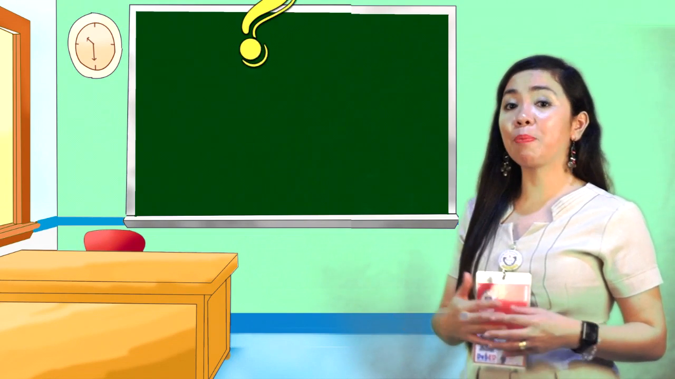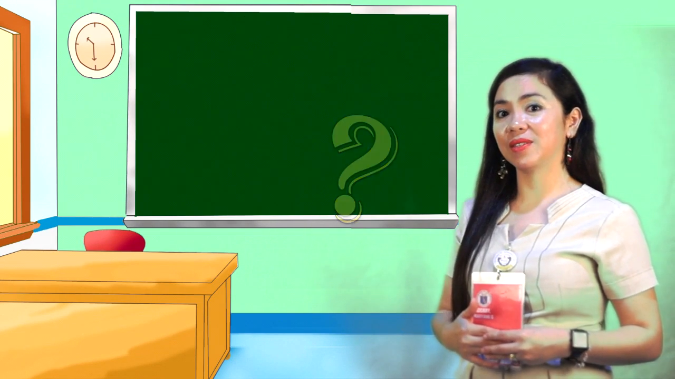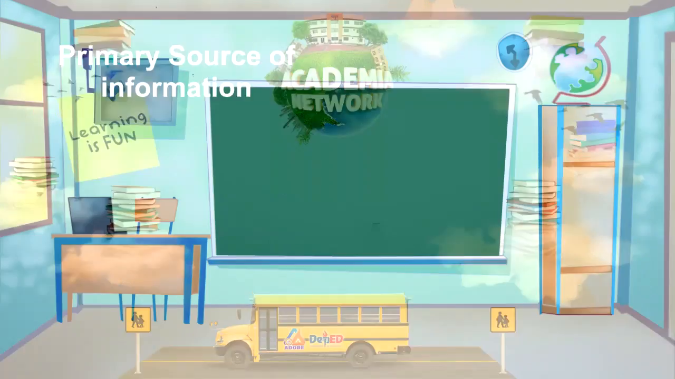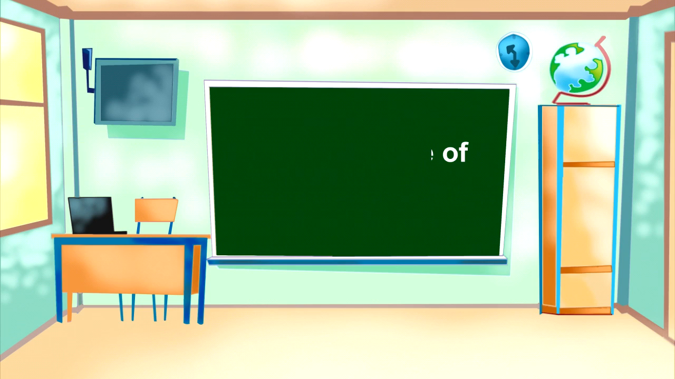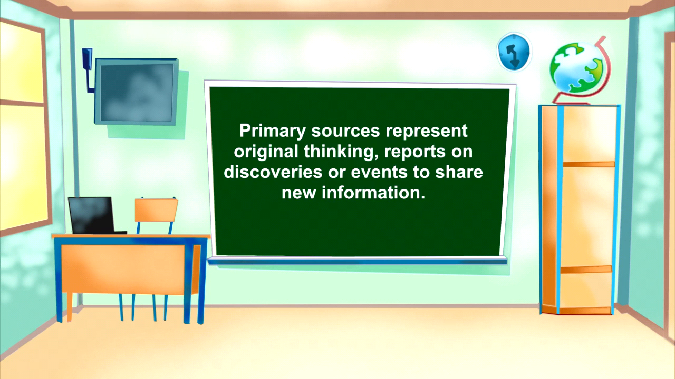What is a primary source information? Primary source of information provides raw information and first-hand evidence of an actual event. Also, primary sources represent original thinking, reports on discoveries or events to share new information.